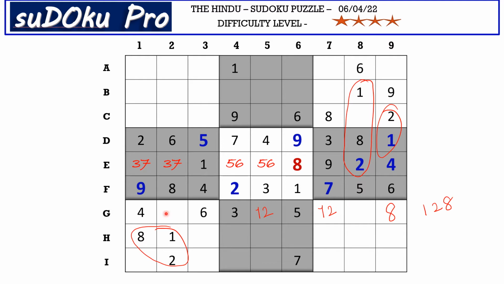Now the missing numbers in G row are 7 and 9. Let's mark it with a 7, 9 pair.